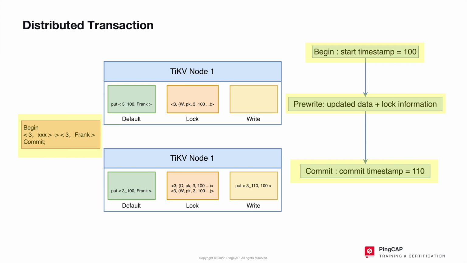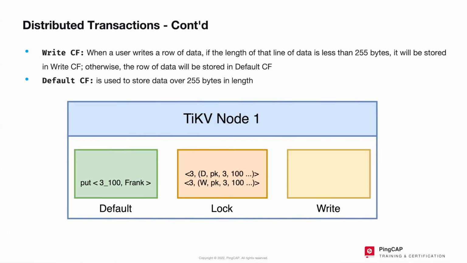So we write 3 and franc in the default column family. Then we will record a lock with key equal 3 in the lock column family. TiDB server then puts the values 3 and franc in the write column family, and if this transaction is committed successfully, that is written to disk, it will be recorded in the write column family and the corresponding lock entry will be deleted.